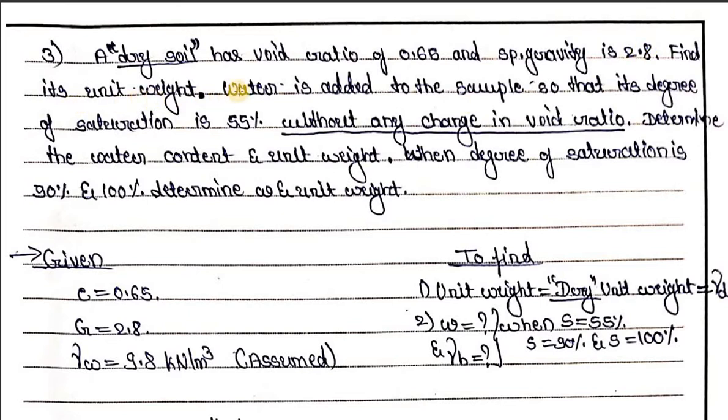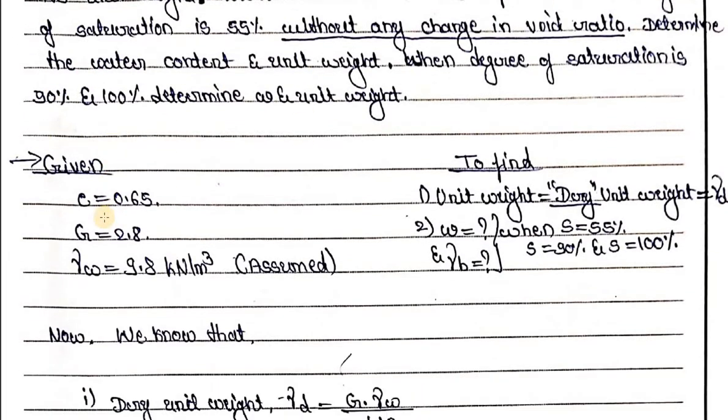Find its unit weight. Water is added to the sample so that its degree of saturation is 55% without any change in void ratio. Determine the water content and unit weight when the degree of saturation is 50% and 100%. Actually, there are two cases in this particular problem. So what are the data they have given?